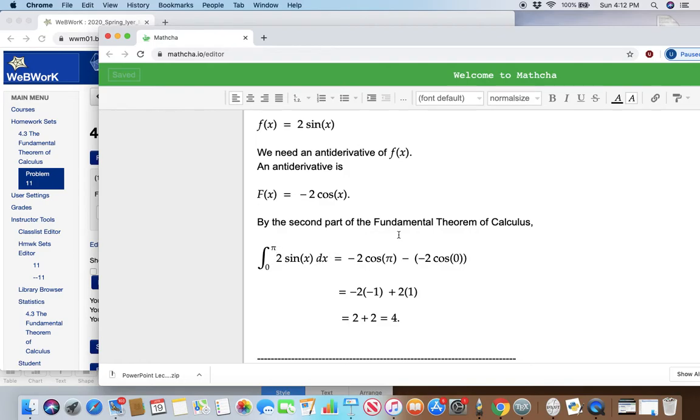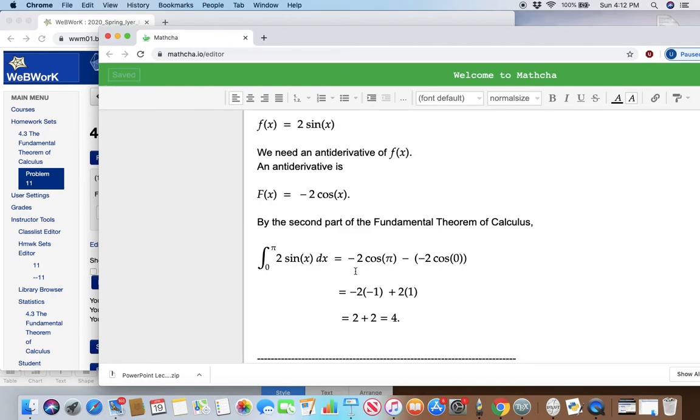By the second part of the fundamental theorem of calculus, find its antiderivative, which we did. Evaluate it at the upper limit minus evaluate this at its lower limit. Okay. So don't forget, the antiderivative has a negative of its own and this is subtraction.